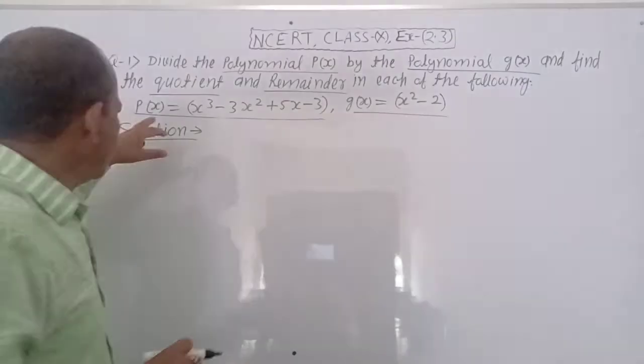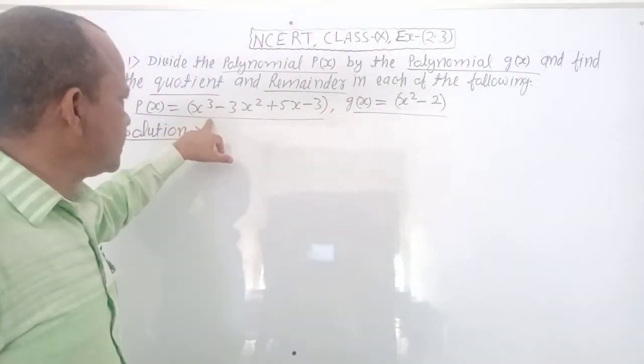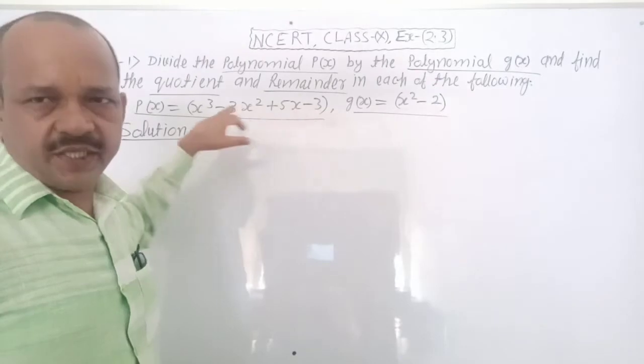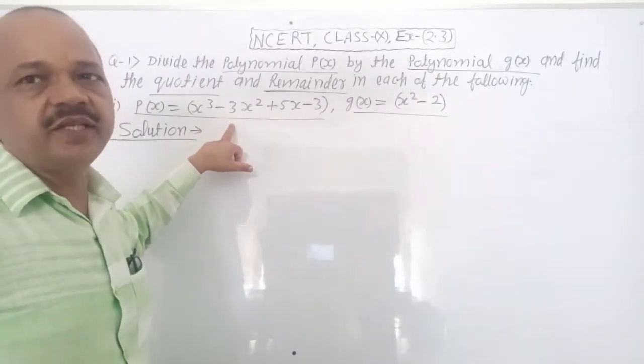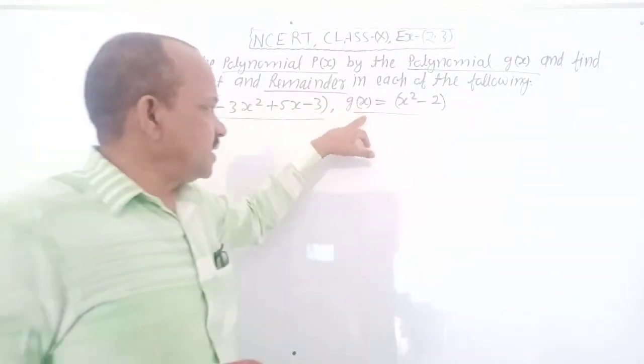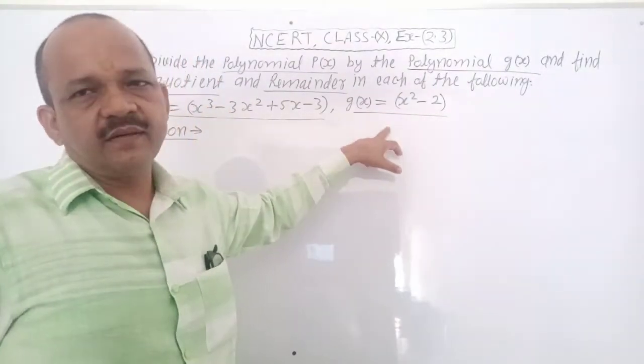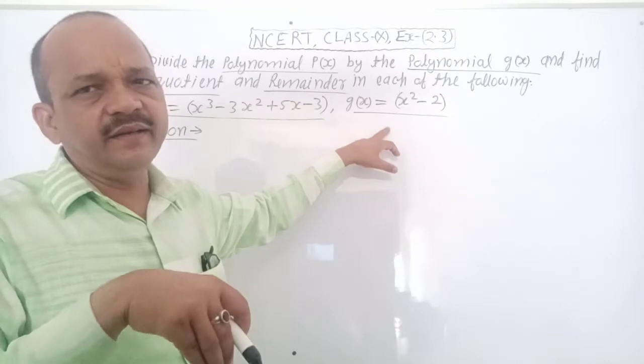Here p(x) is x cube minus 3x square plus 5x minus 3. It is p(x), the dividend. g(x) equals x square minus 2. It is the divisor. You find the quotient and remainder.